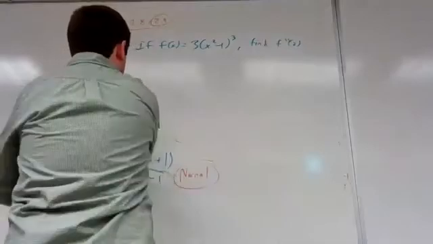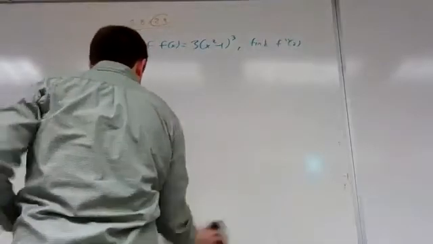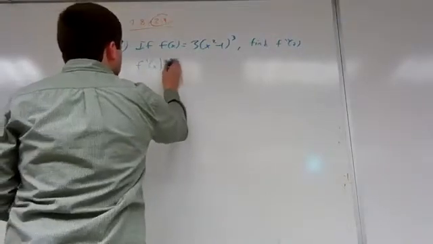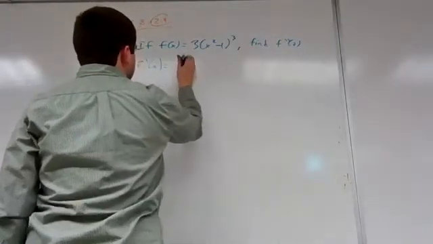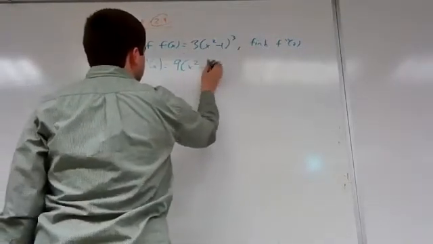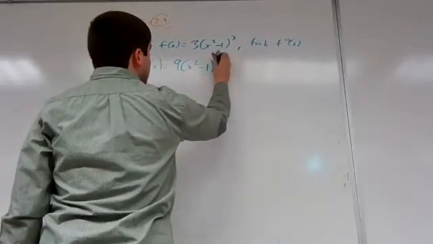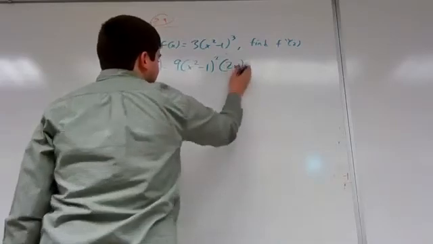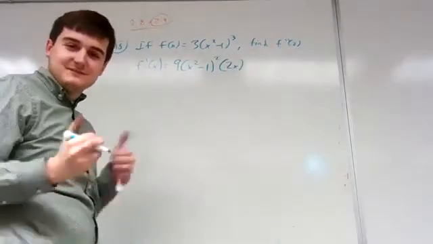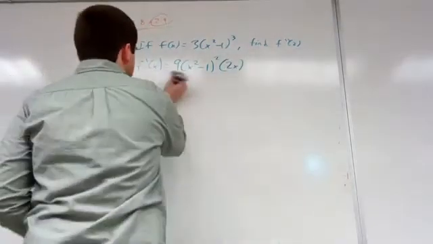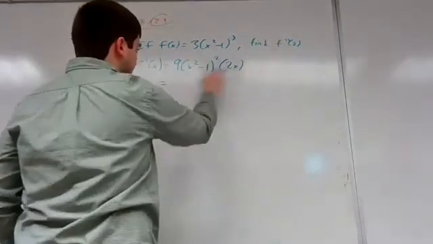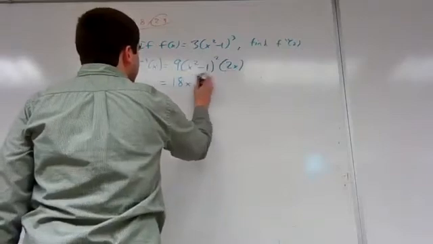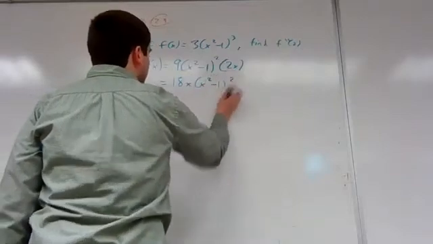So the first derivative, f prime of x, I take the 3 down and multiply it. So I get 9 times (x squared minus 1) to the second power, right? And then I multiply by the derivative of the inside, 2x. I did do that right this time. Good. Okay. And I'll rewrite this just to make the derivative process easier. 9 times 2 is 18, x times (x squared minus 1) squared.